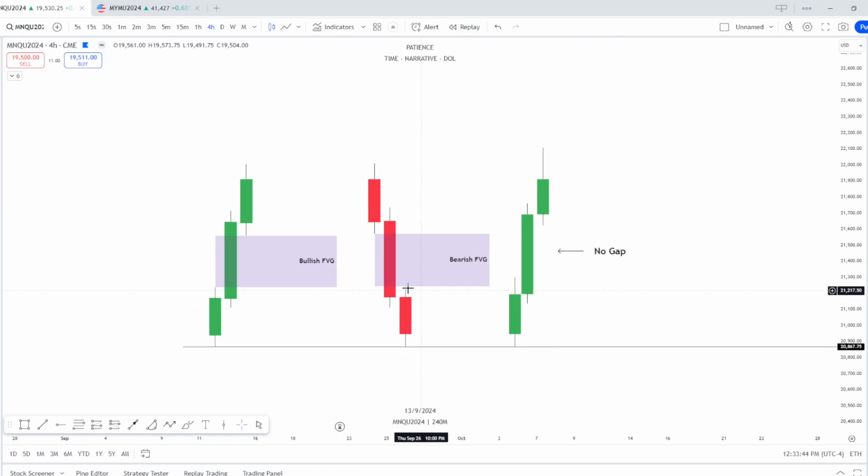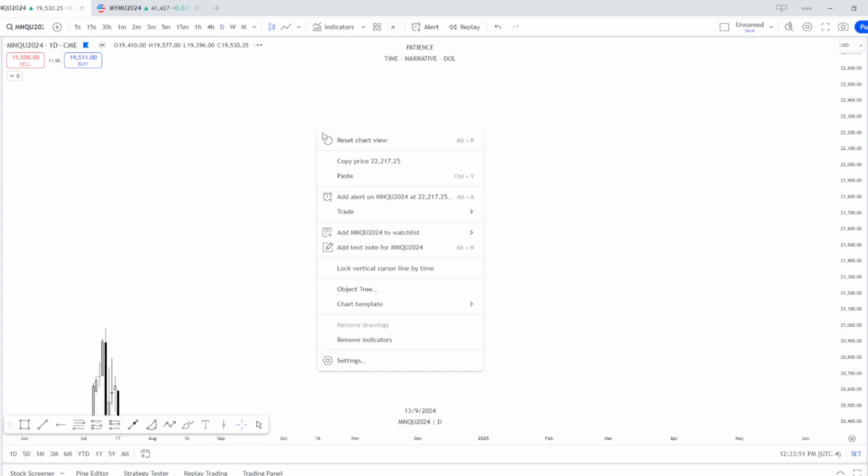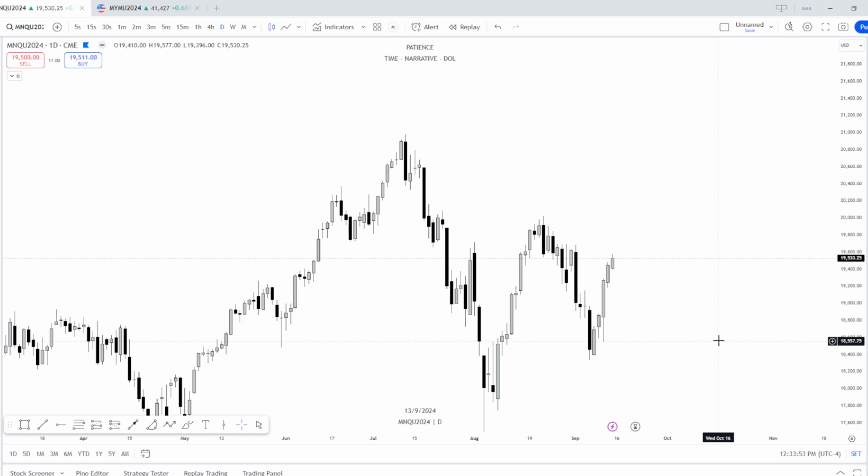So now that I've shown you some visual examples, I'll go on the chart and actually show you examples from the chart actually moving.